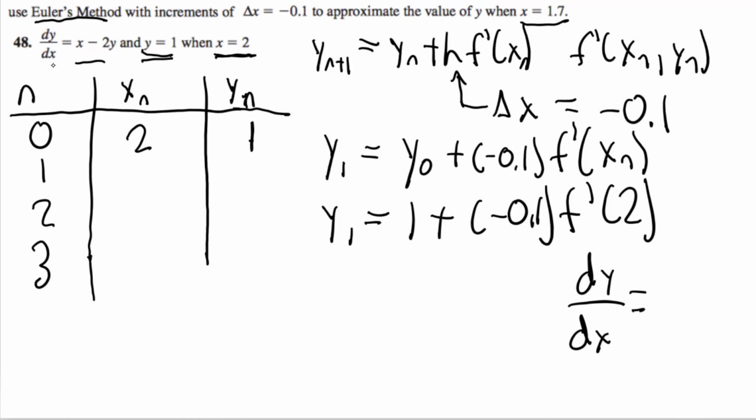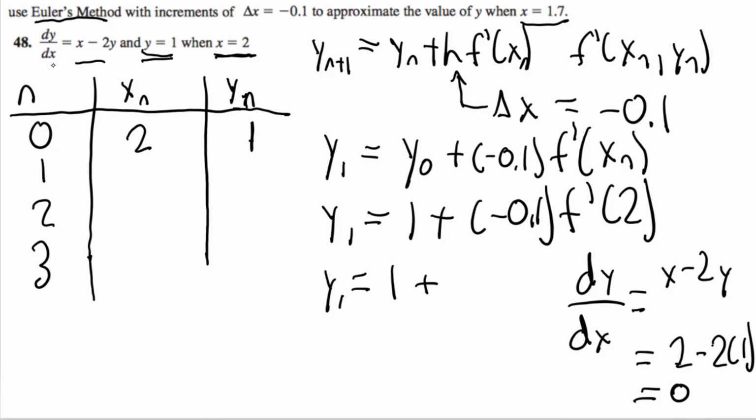To solve this, we need to do x minus 2y, and our original values were an x of 2 minus 2 times a y sub n value of 1. That would be 2 minus 2, which simplifies to 0, which means the right side of the equation is just equal to 1 plus 0, so y sub 1 is equal to 1. So we can put that into our table: y1 is equal to 1.